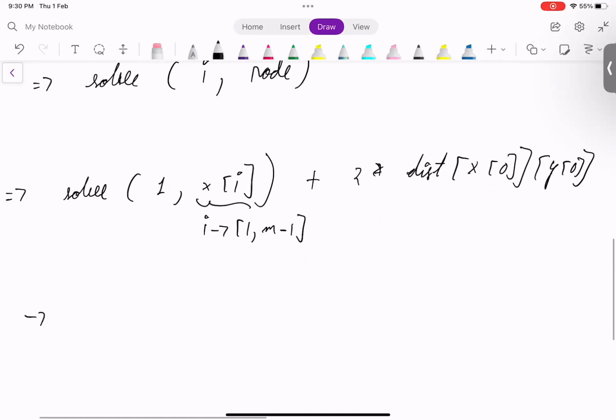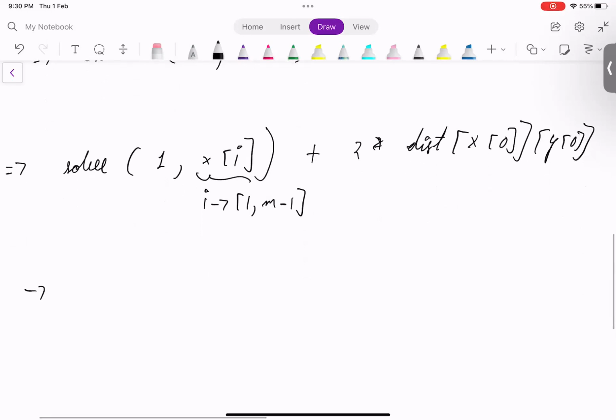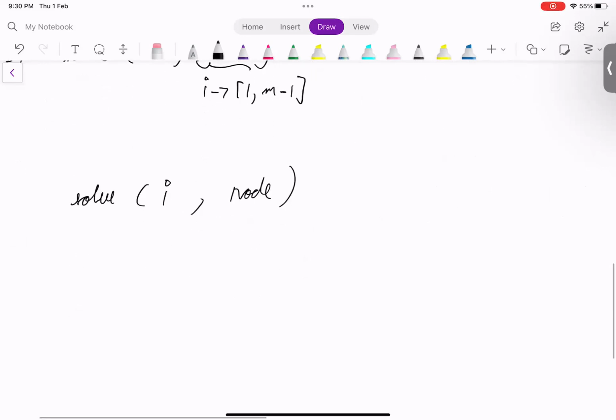Right. So now let's see the transitions. For any solve of I of node, let's see how we can make the transitions. So I represents that we finished I days and we are currently on the ith day, and one of the persons is on destination I minus 1, and the other person is on the node.